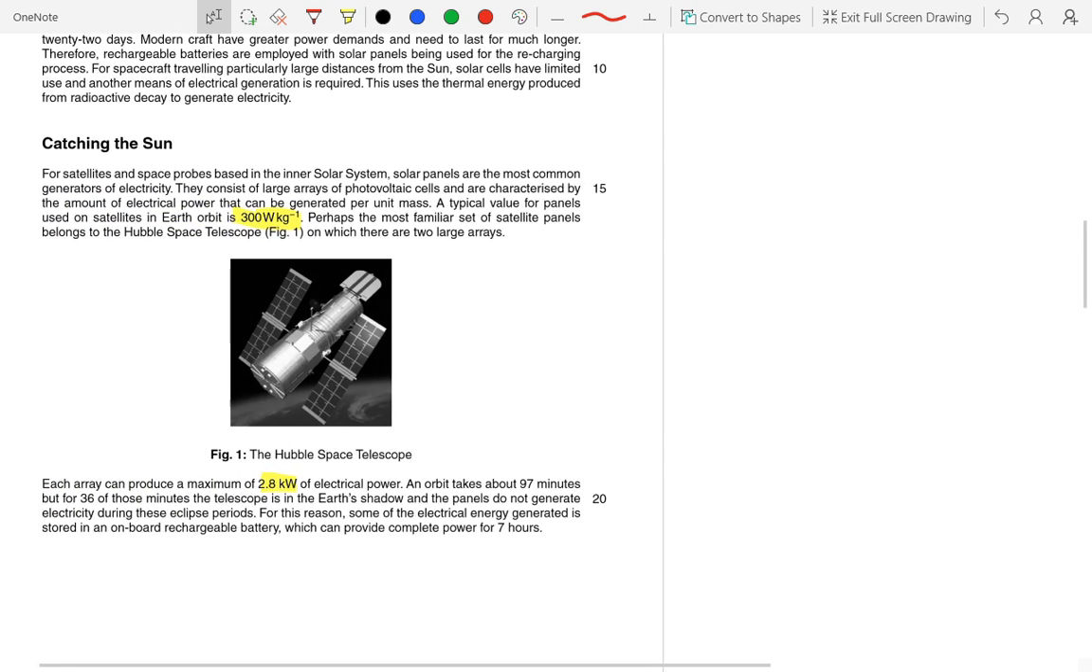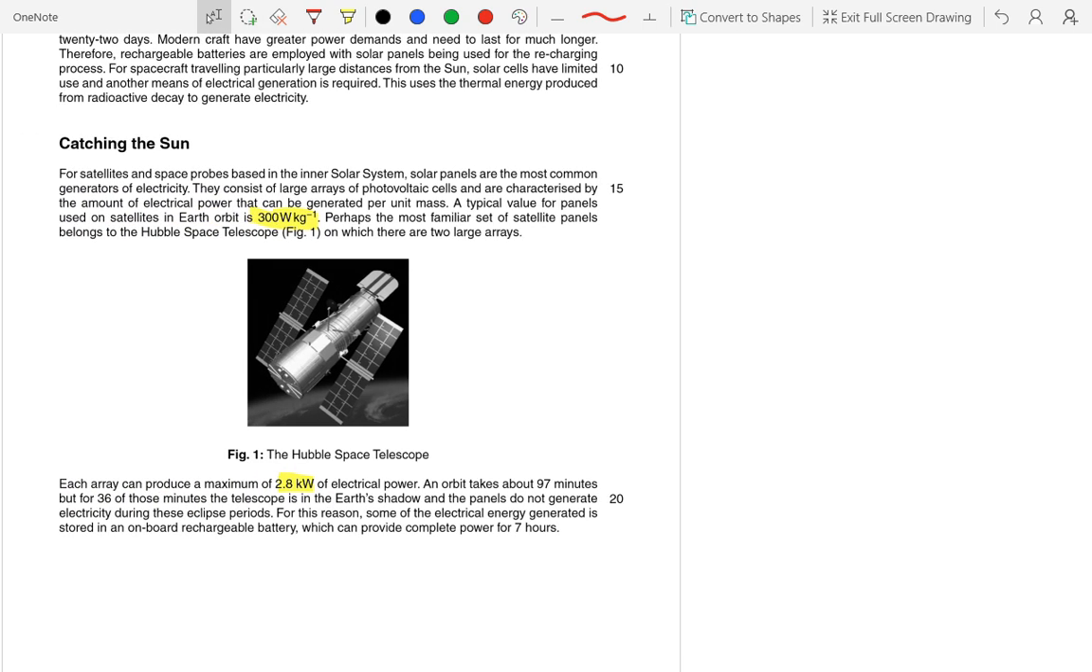The other important thing to note in this section is probably to do with the thing at the end, so the Earth shadow. For this reason, some of the electrical energy generated is stored on board in an onboard rechargeable battery, which can provide complete power for 7 hours. So why would it be 7 hours if we're only having 36 minutes in the Earth shadow? Well, obviously you want some extra kind of precaution period.